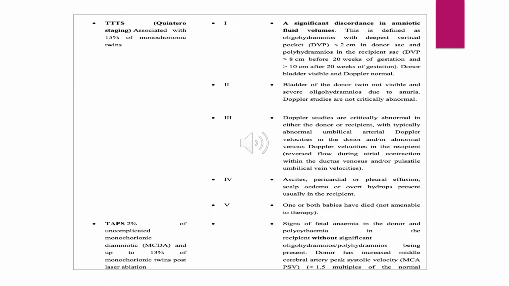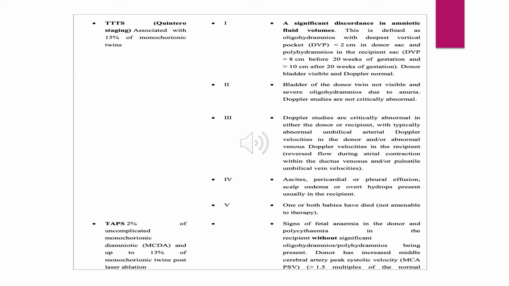The first one is twin-twin transfusion syndrome, in which there is a monodirectional anastomosis within the placenta, so the blood flows from one twin, which is the donor twin, to the other twin, which is the recipient twin. It complicates 15% of twin gestations. It can be classified into 5 stages depending on the severity of the condition.